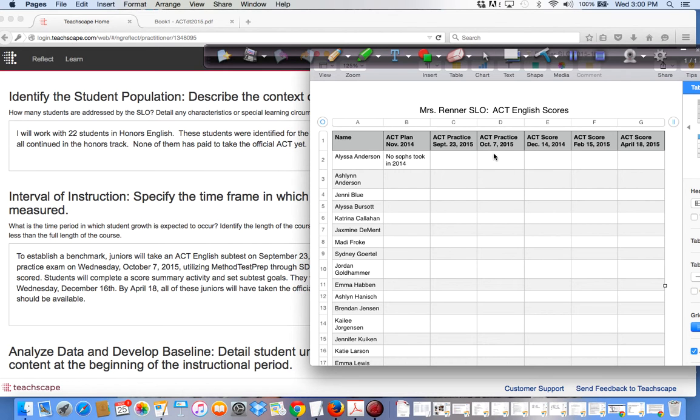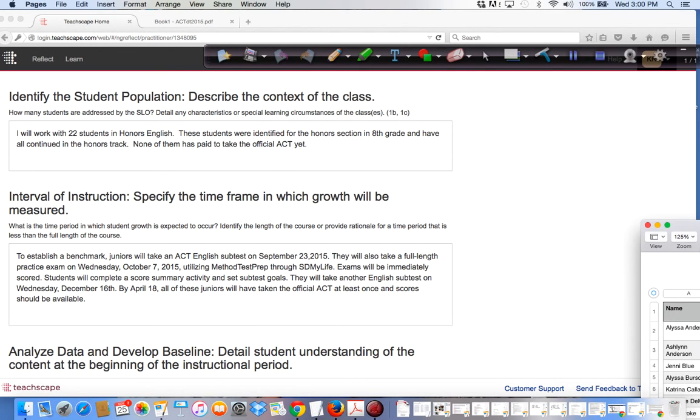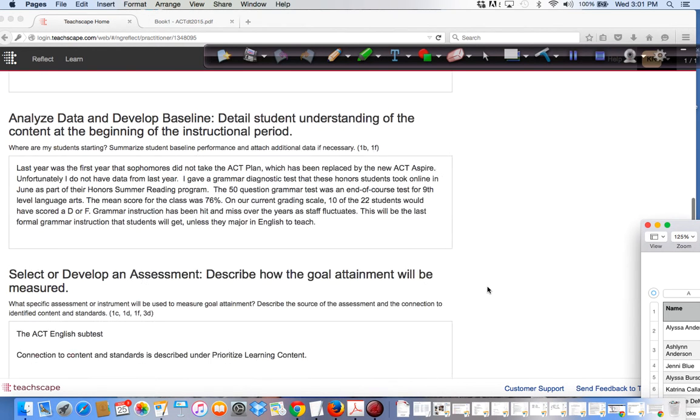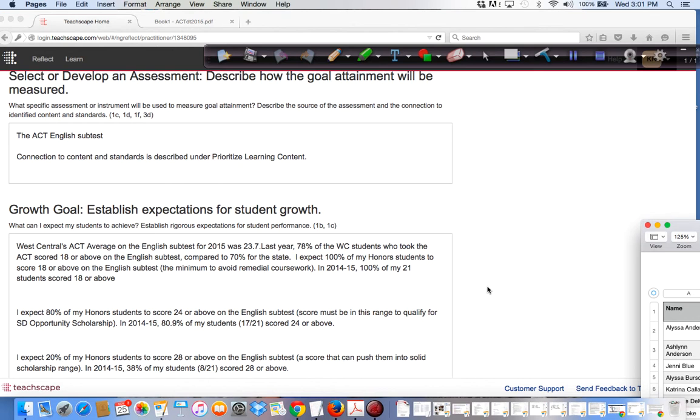I have the ACT practice test score for the October 7th test, the full-length test, and several of these kids also have taken it for real now, so we'll have a real October test score to use as well. Move that over here again. Let's see. Looking at growth goals, which is down here a little bit, kind of scares me for this group.